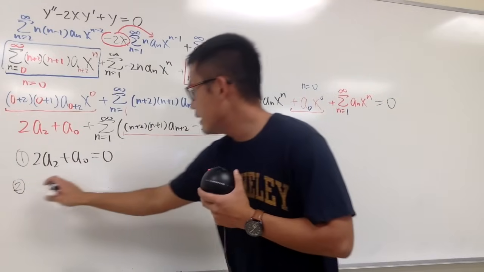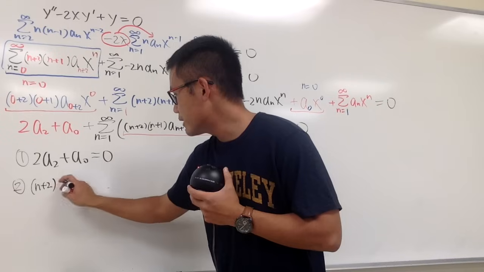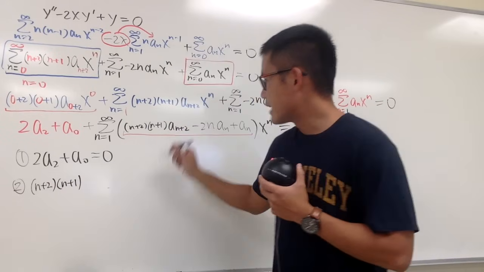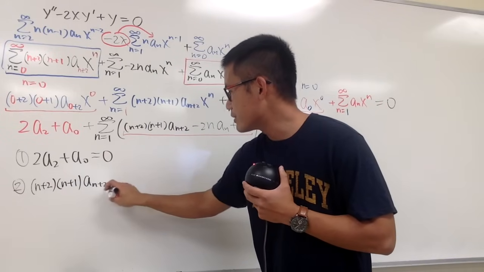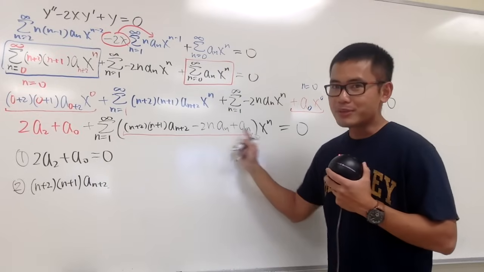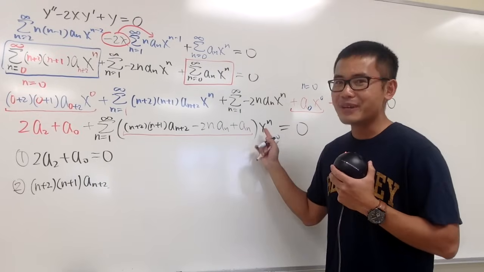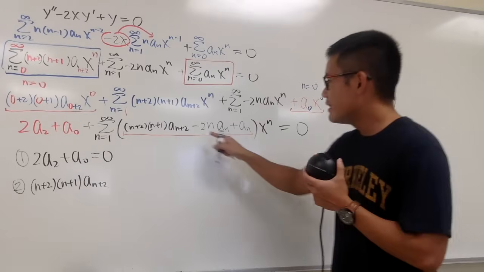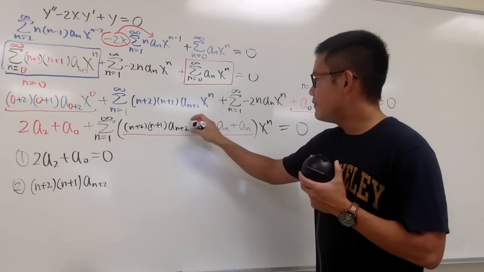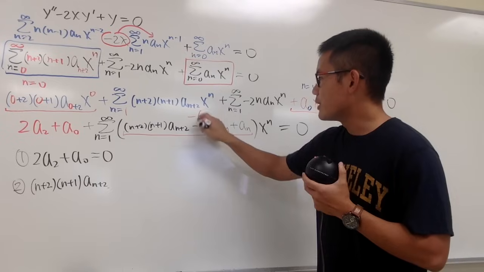We have n plus 2 times n plus 1 times a n plus 2. And then this right here, because they both have the an, right? Let me factor it out. I will do it this way. Let me factor out a negative first, and then let me put down parentheses.